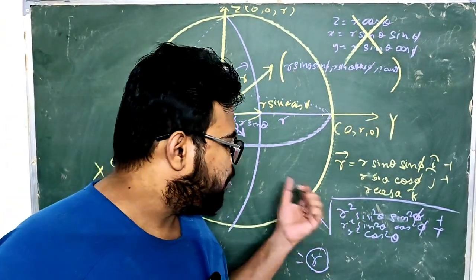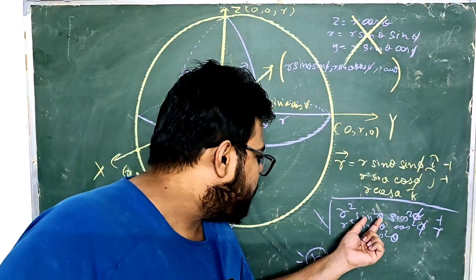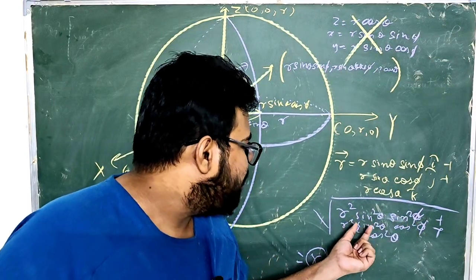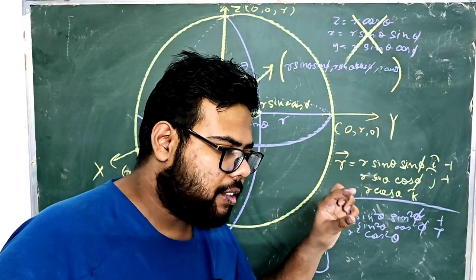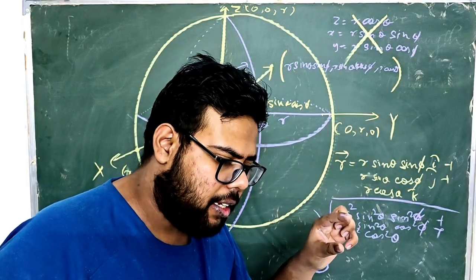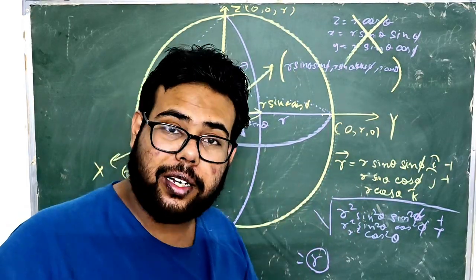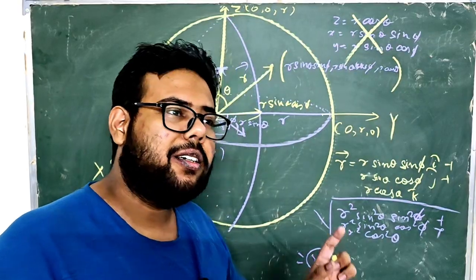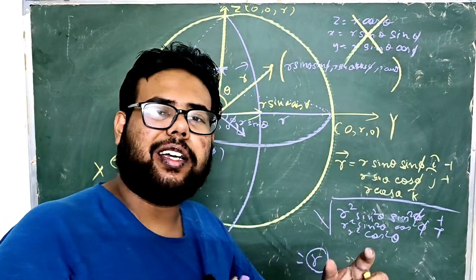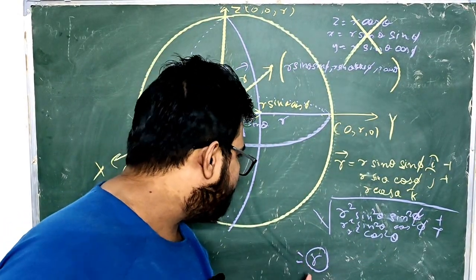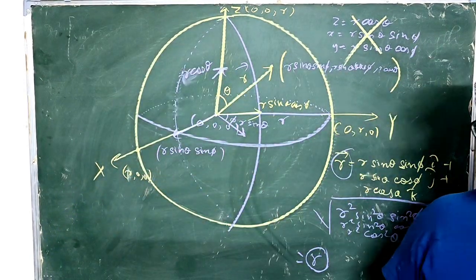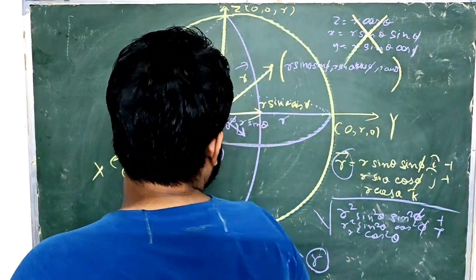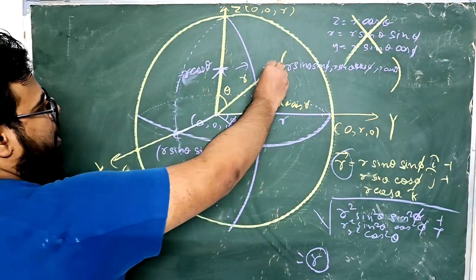How? r square will be taken common, that's obvious, whereas sin square theta into sin square phi plus sin square theta into cos square phi. So you can take sin square theta as common. You get sin square theta times sin square phi plus cos square phi, which is equal to 1. So you will have sin square theta plus cos square theta, which is again equal to 1. So the magnitude turns out to be r only, which is the magnitude of this r vector. Correct? So this is the coordinate of this random point.